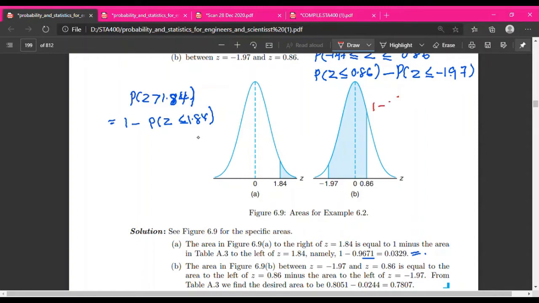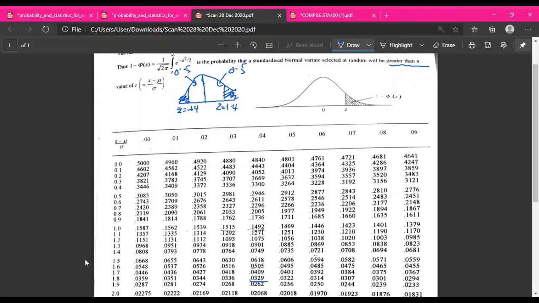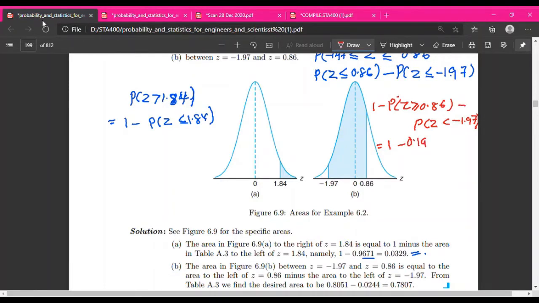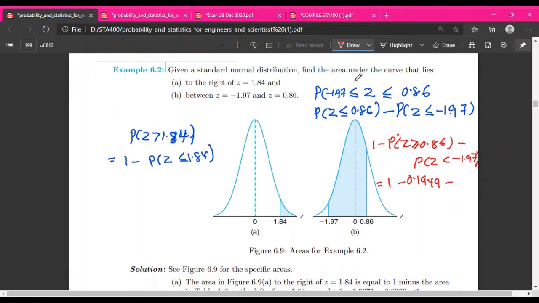So, it will be 1 minus probability of X more than or equal to 0.86 minus probability of Z, sorry bukan X ni, Z, less than negative 1.97. So how to get this value? 1 minus more than 0.86. Maksudnya kita nak ambil yang sebelah kanan. So 0.86, the answer will be here 0.1949. Minus probability of Z less than negative 1.97.